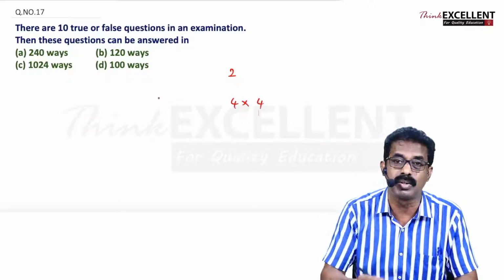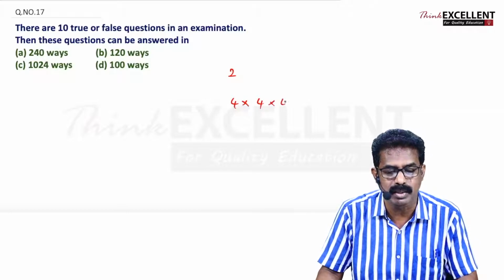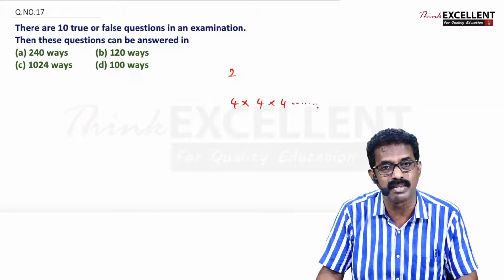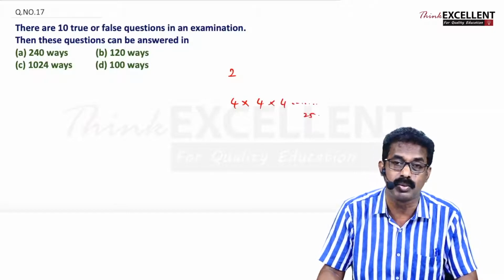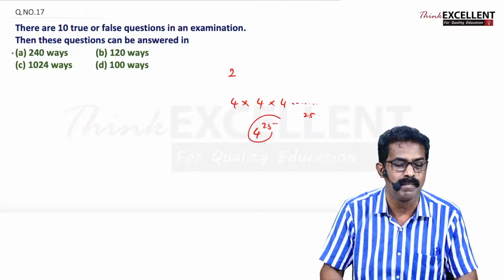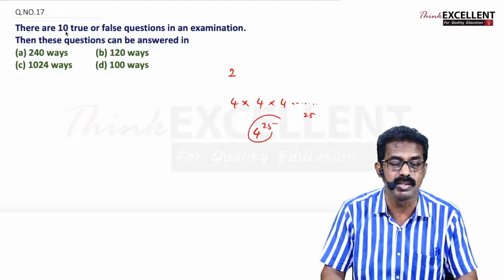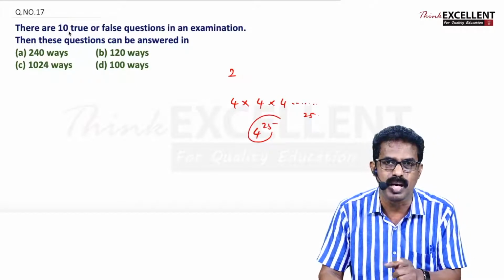In this exercise, totally there are 25 questions. So for all the 25 questions, each question can be done in how many ways? 4 ways, 4 ways, 4 ways, up to 25 terms. So your answer is 4 raised to 25 for this question, okay? But here, there are 10 questions with only 2 options, true or false.